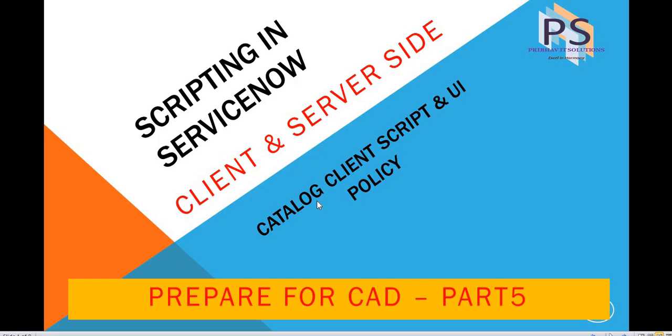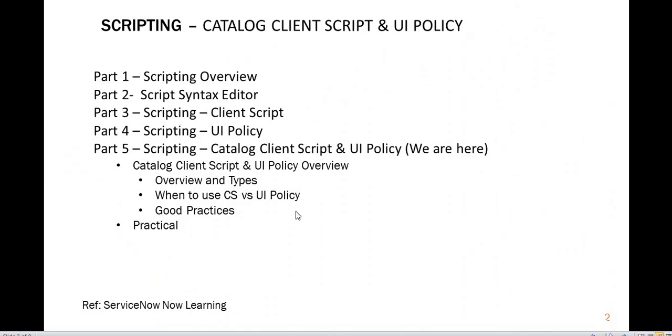Client scripts run at browser layer and UI policy also runs at browser layer. So these are all client-side scripting. Once this course is done, we will move to the server-side script and we will learn the server-side scripting part. So in detail in this session, we will go to the catalog client script and UI policy. We will understand the overview and the types of them, and when we can use the catalog client script and when we shall use the UI policy and some of the good practices, and we'll go to the practical.